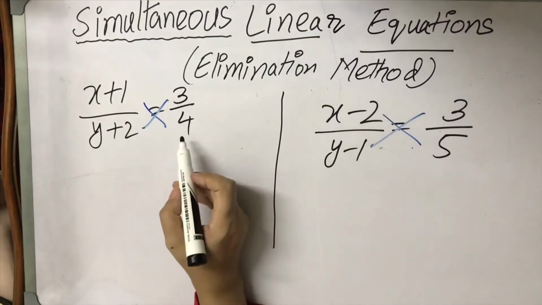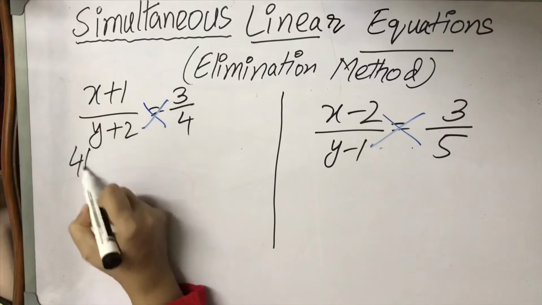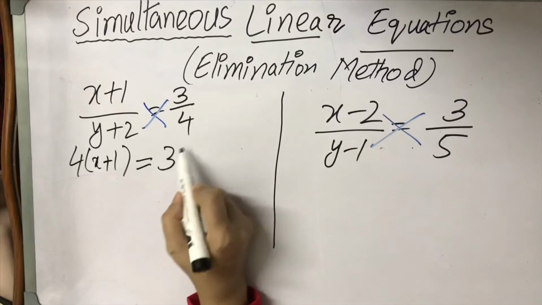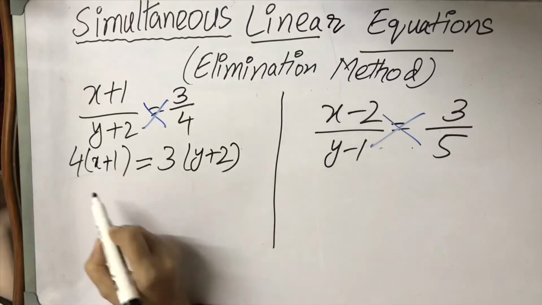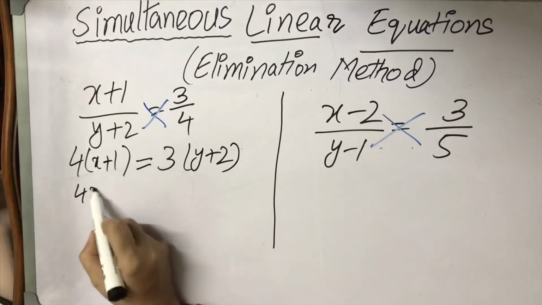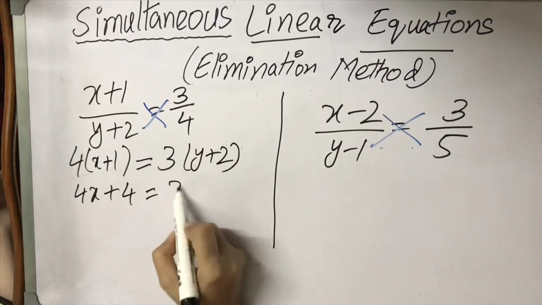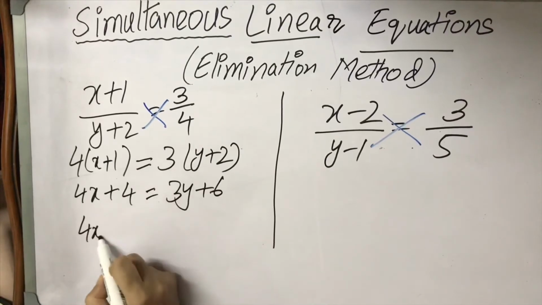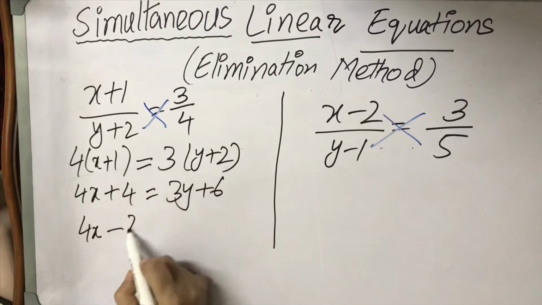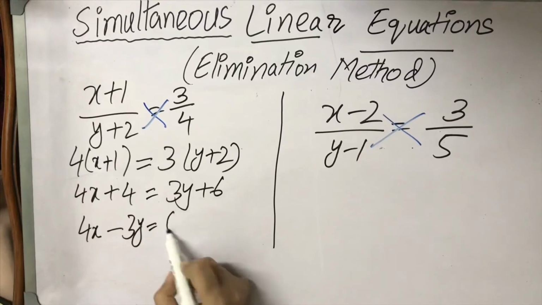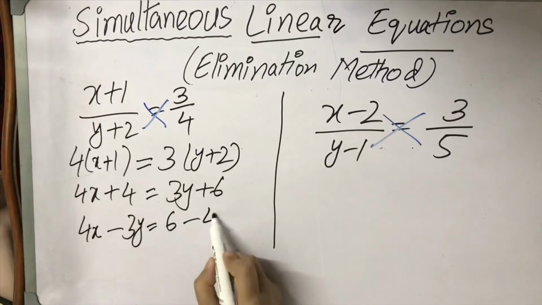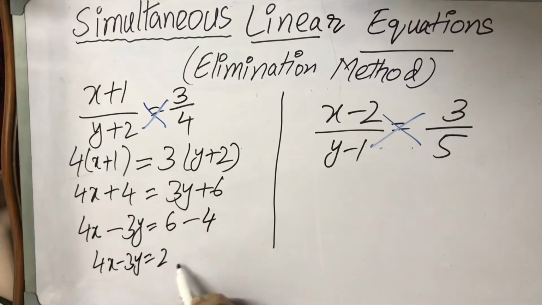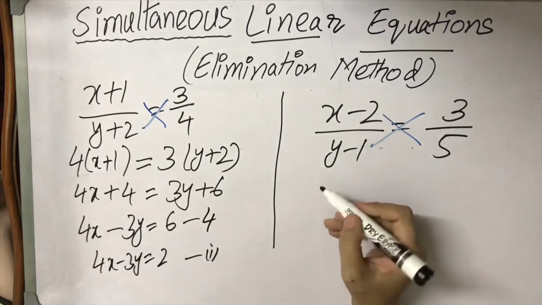What we are going to do, 4 multiplied by x plus 1, denominator with the numerator, equals to 3 multiplied by y plus 2. Open it, 4x plus 4 equals to 3y, 3 2s are 6. 4x as it is, 3y will come to this side, will become negative. 6 will remain here, 4 will go to that side, negative. 4x minus 3y is equals to 2, the first equation in standard form.